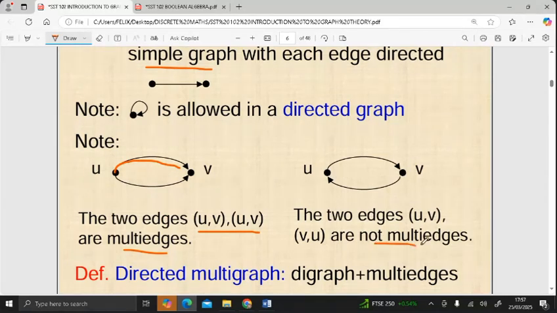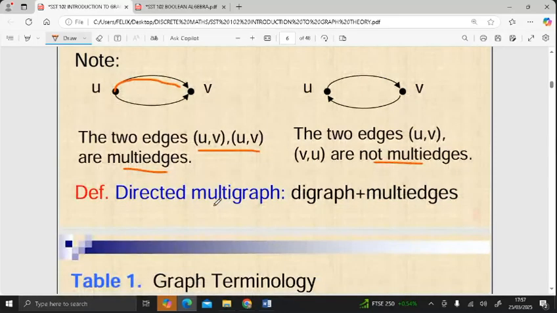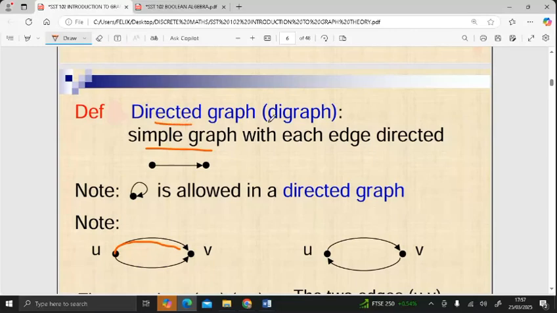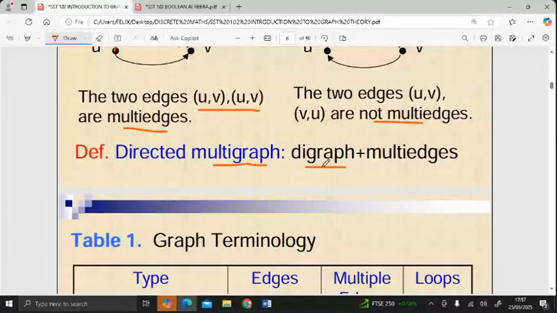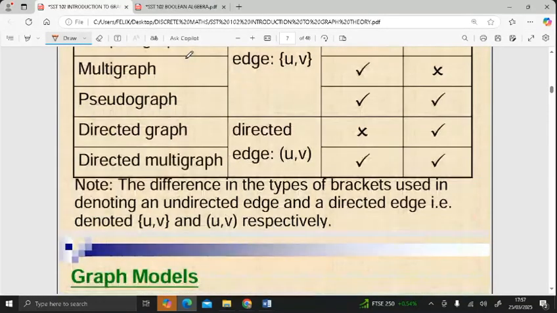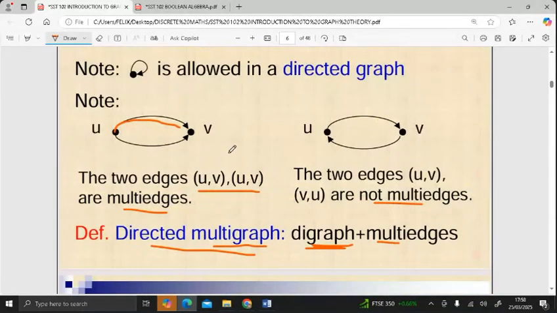Now, in the case of directed graphs, which I've mentioned, you can see we have an arrow. Look, you can see this one now we have a loop. And then we have two edges here. These ones are called multi-edges. But from U to V and from V to U, these ones are not multi-edges. This one is from U to V, and this other one is from V to U. Now these ones are not multi-edges. You must get the difference there. Now when we talk about a directed multigraph, of course we have a digraph.